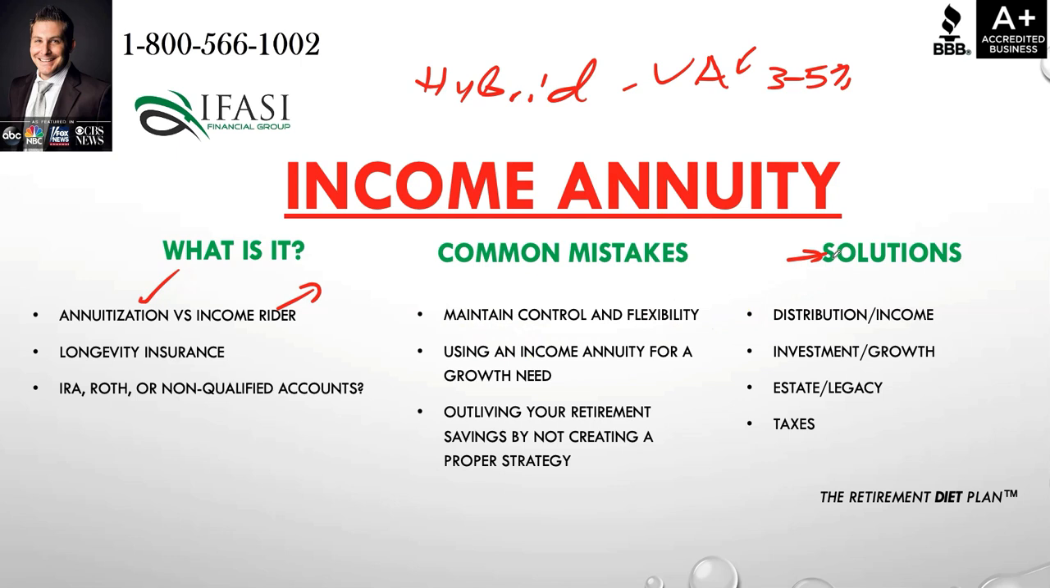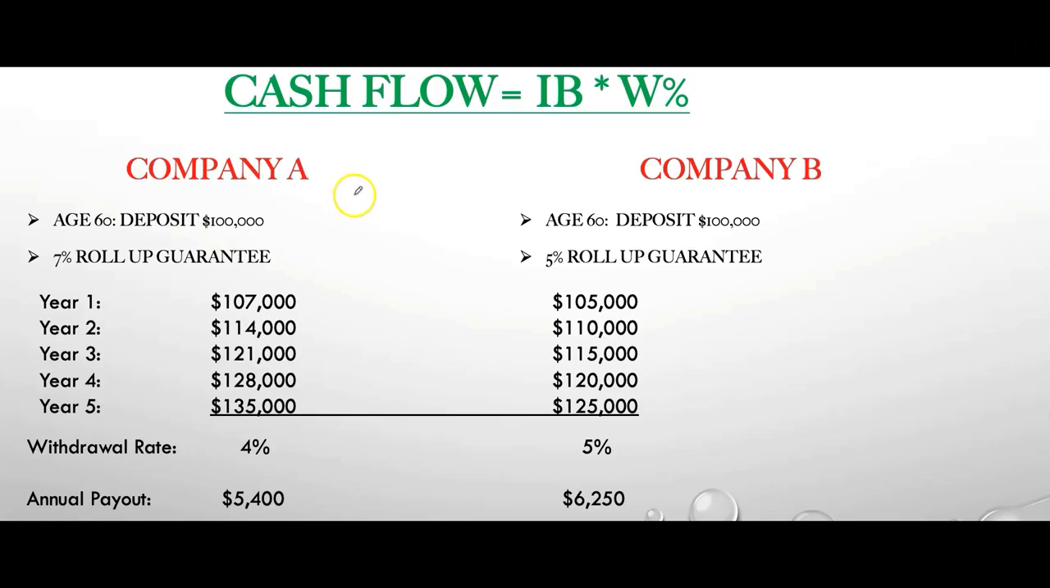The next common mistake is using an income annuity for a growth need. To help you understand this concept, I want to go over how an income rider calculation works. And this is crucial because, be mindful, the income benefit base or the calculation account in an income rider is not your physical money. I'm going to repeat that: it is not your physical money. So if, let's say, we have company A that has an income rider with a 7% roll-up guarantee versus company B that has an income rider with a 5% roll-up guarantee, the amount of income that this person will receive, the cash flow that they will receive, is based upon the income base and the withdrawal rate percentage, and that's what equals the lifetime income.